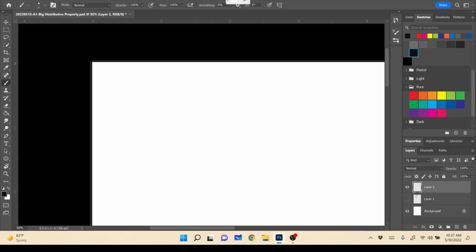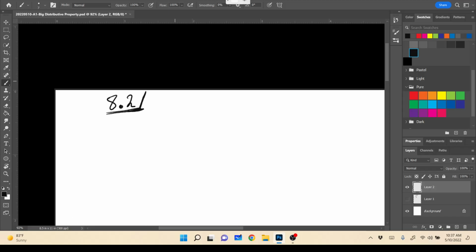So, from lesson 8.2, we are multiplying a monomial times a polynomial. We're going to jump in with some examples. The instructions on all the examples for this one are simplify.